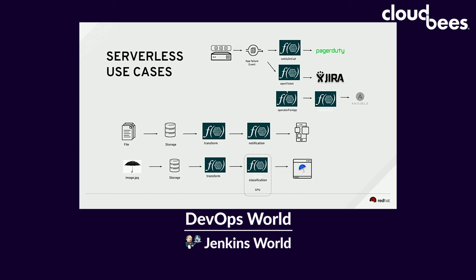So for example, you store an image at the bottom here, an image of an umbrella. Through machine learning, you store it, and that causes a trigger. You can transform that image, do some analytics on it through a serverless trigger, and then realize that, hey, it's an umbrella. Awesome.